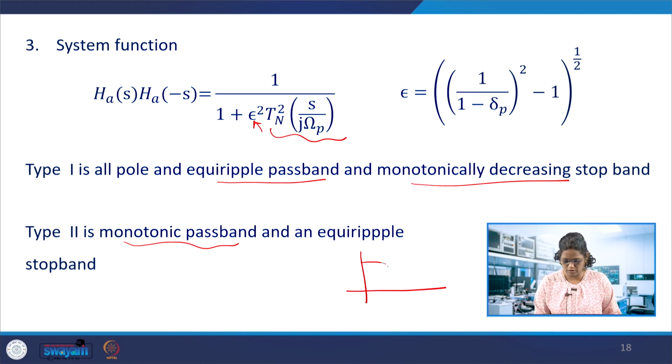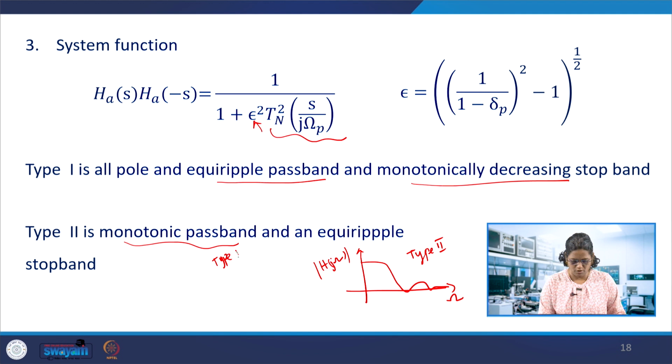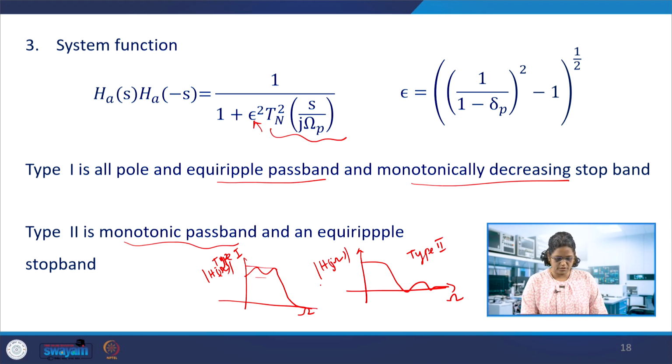Here if you see them, you will have the response in this, this is omega, and this is type 2. Whereas type 1 is the one we had seen already, which has a ripple over here and a monotonic response in the stop band. That's the difference, so the equations and the specifications would also vary.